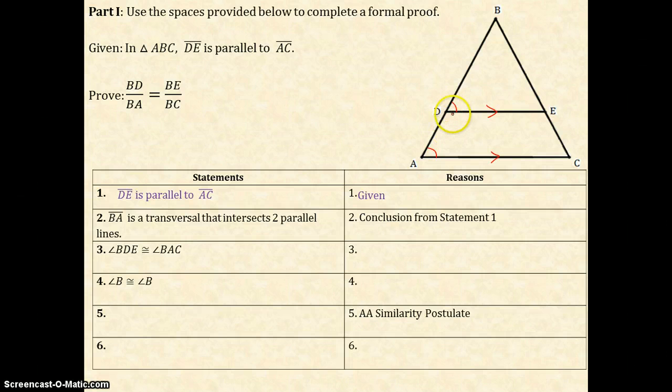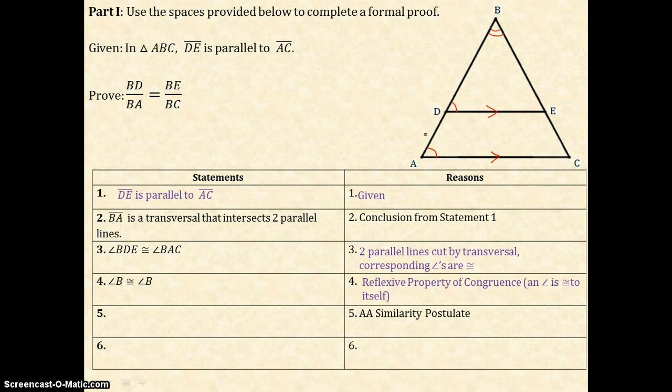Alright. And why can we say that? Because two parallel lines cut by a transversal, corresponding angles are congruent. Alright, now step 4. Angle B is congruent to angle B. So angle B is congruent to itself. What's it called when something equals itself or is congruent to itself? It is called the reflexive property. In this case, the reflexive property of congruence.